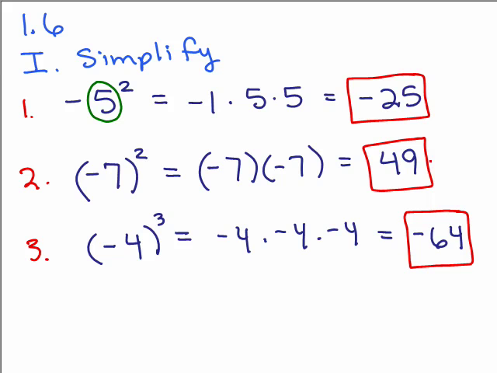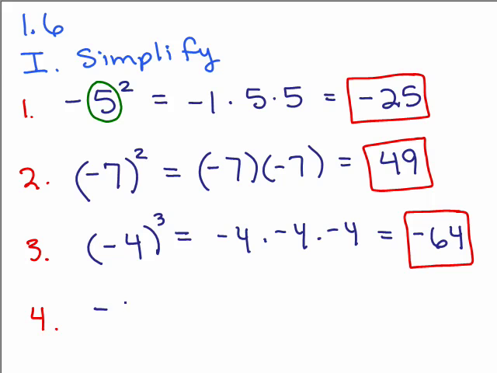Notice the difference between number 2, the answer was positive, because you were doing only 2 negatives times each other. But in number 3, you're doing 3 negatives times each other, and the answer then was negative. Let's go to number 4.